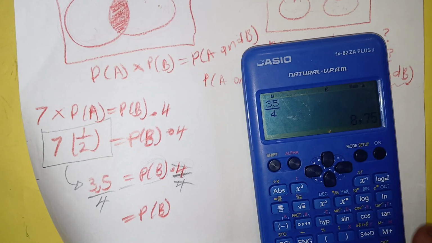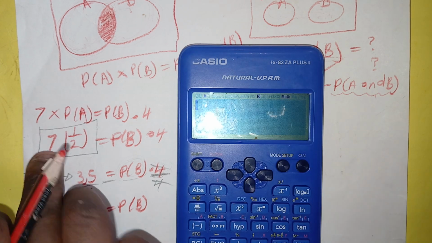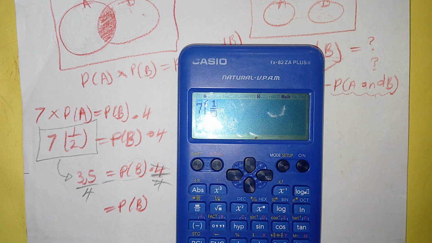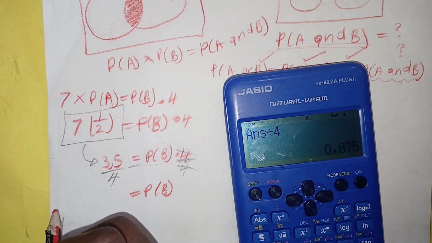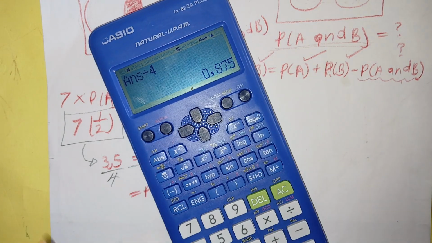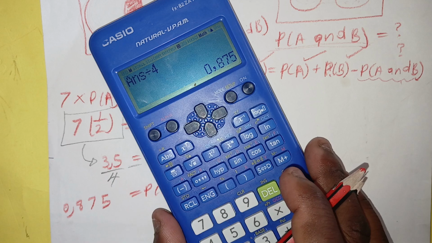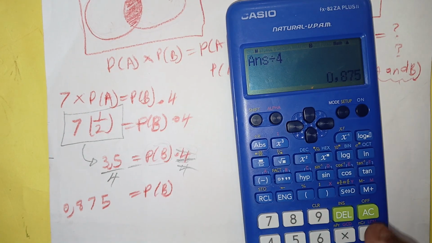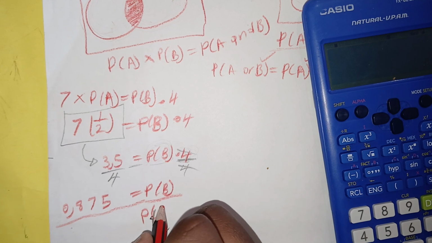So this thing, did I calculate it correctly? Let me check something, guys. Let's start from there. 7, 1 over 2, 2, it's equal to, and divide by 4. Yeah. Gotcha, man, guys, I made a mistake. So now it will be 0,875. Yeah. So now, guys, as you can see, this one, it is the probability of what?